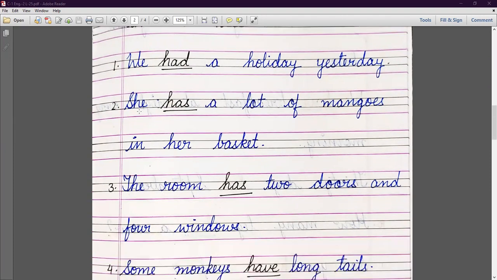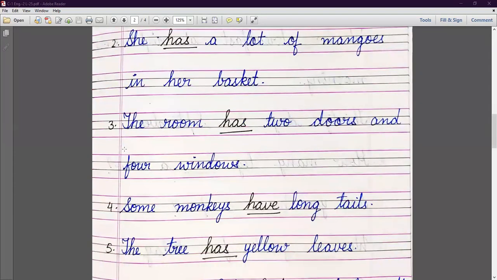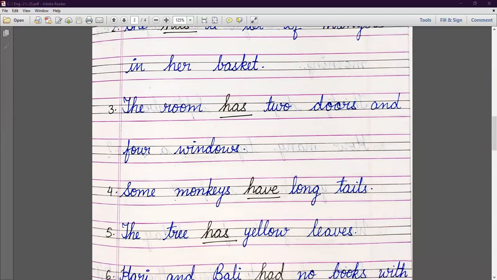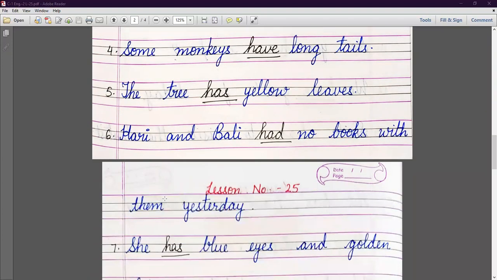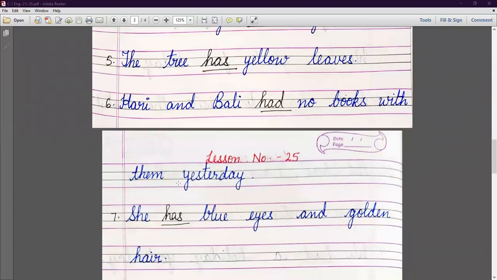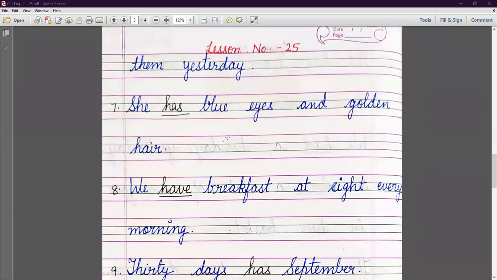Second is she has a lot of mangoes in her basket. Third is the room has two doors and four windows. Fourth, some monkeys have long tails. Fifth is the tree has yellow leaves. Sixth is Hari and Bali had no books with them yesterday. Next, she has blue eyes and golden hair.